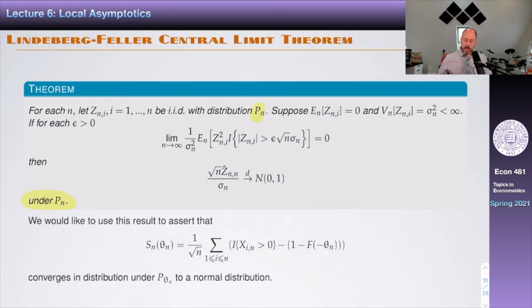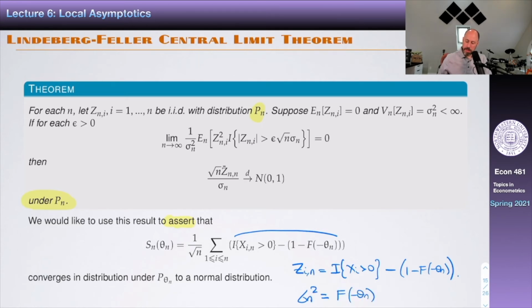And as I wrote here, what we would like to assert is that this type of CLT can be applied to this object that we have over here. So in our case, notice the following. In this notation, Z_in is just going to be the object that we have here inside. So it's just going to be the indicator of this minus this. That's our random variable. And then in this context, sigma n squared, we saw before, is F(negative theta n) times 1 minus F(negative theta n).